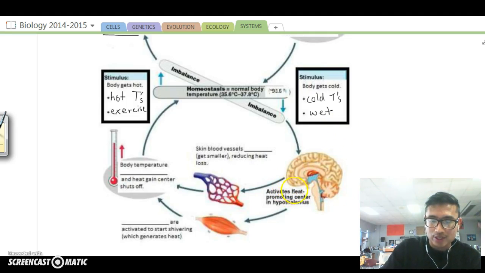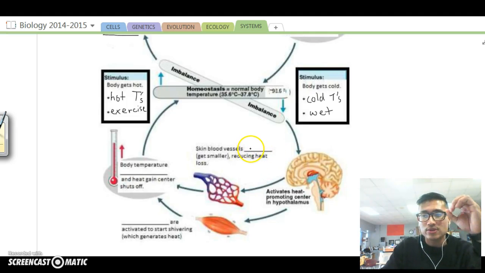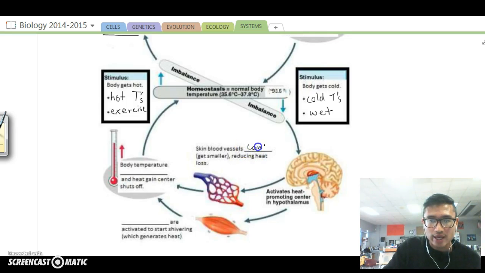So we had the heat loss center in the hypothalamus. Well, we also have the heat promoting center in the hypothalamus. And just like how the heat loss center told our blood vessels, hey, I need you to expand, I need you to dilate, okay? Our heat promoting center, if it's too cold, we don't want to release that much heat. So our blood vessels start to constrict. They get smaller. And when they do that, they're less likely to lose heat, all right? That's going to be one response of our heat promoting center.